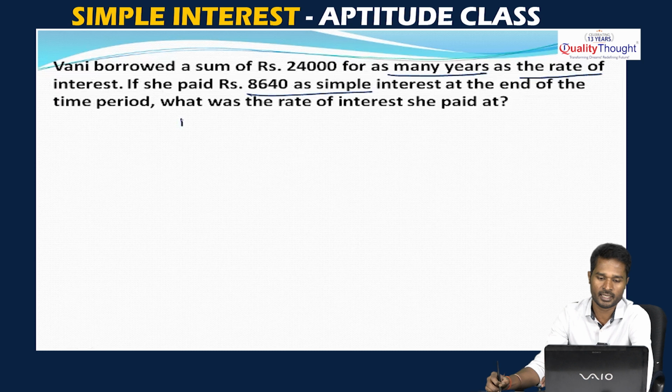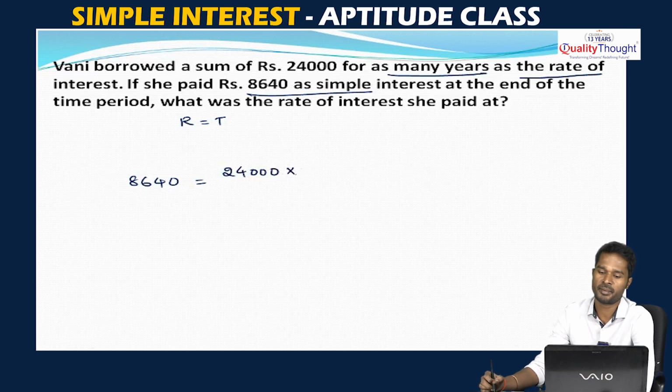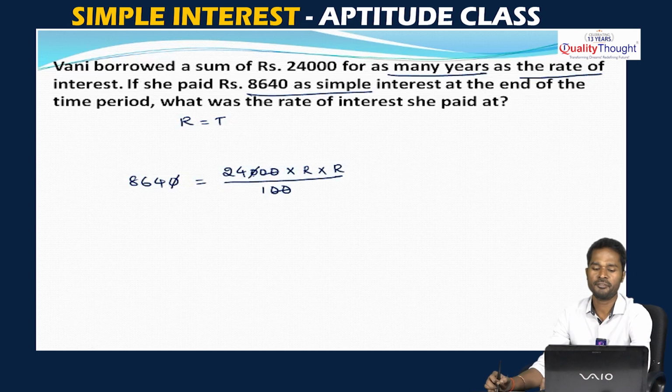See, in this question he is clearly saying the rate of interest is the same as the time period. That means the numerical values of both rate of interest and time period are the same. So, the simple interest paid is 8640 and the amount borrowed is 24,000 into, see, rate of interest and time period are both the same, and we need to find the rate of interest. In the place of T I am writing R, in the place of R I am writing R by 100. Now, zeros will cancel here. So, this 0 will cancel.